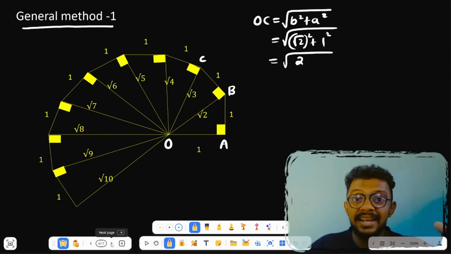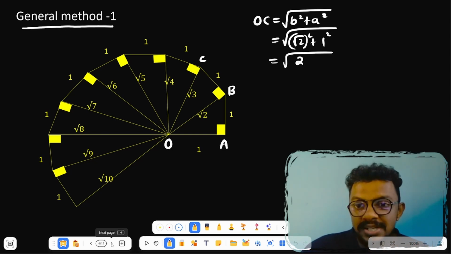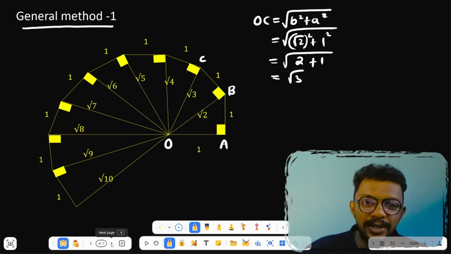Root 3 square is 3. Root 5 square is 5. Root 7 square is 7. Root of any number square is that number. Okay, so 1 square is 1. So this is root 3 unit, and OC will be root 3 unit.